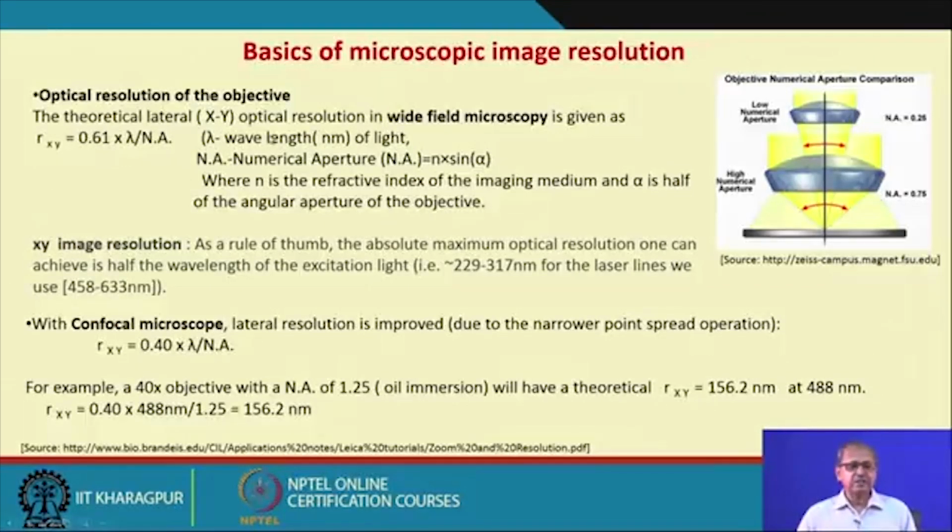Lambda is the wavelength which you are using, and numerical aperture is n into sin alpha. N is the refractive index of the media. For air it is 1, and we can use oil immersion where the refractive index will be increasing. Alpha is half of the angular aperture, means this is the full angle, this is the half of the angular aperture, it is alpha, and the sine of that angle is sin alpha. So that is why the numerical aperture is n into sin alpha.